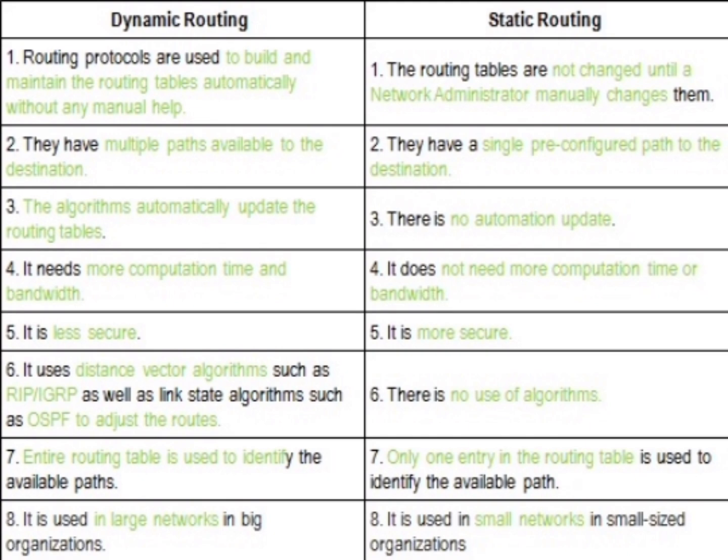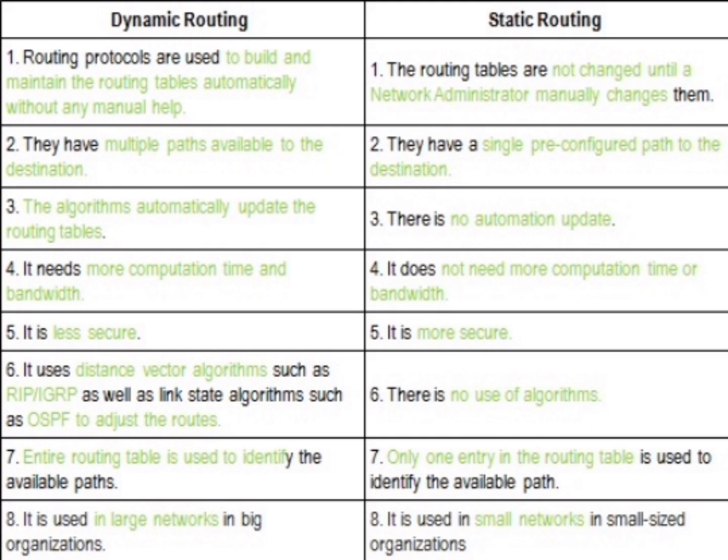In dynamic routing, the maintaining of routing tables is done automatically without any manual help. But in static, they need administrator help. In dynamic routing, multiple paths are available for the destination, but for static, because the network is predefined, they have a single pre-configured path. And in dynamic, they use many algorithms to update their tables. But in static, they don't use any algorithm for automatic updates.